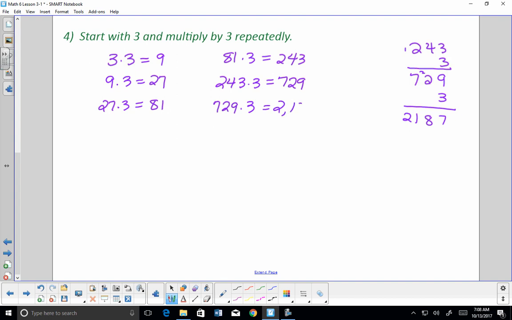Notice if you get off on one of your multiplications here, the rest of your terms will be incorrect. So be very careful with your patterns to make sure that you are doing your math correct. So the first 6 terms in this pattern are 9, 27, 81, 243, 729, and 2,187.